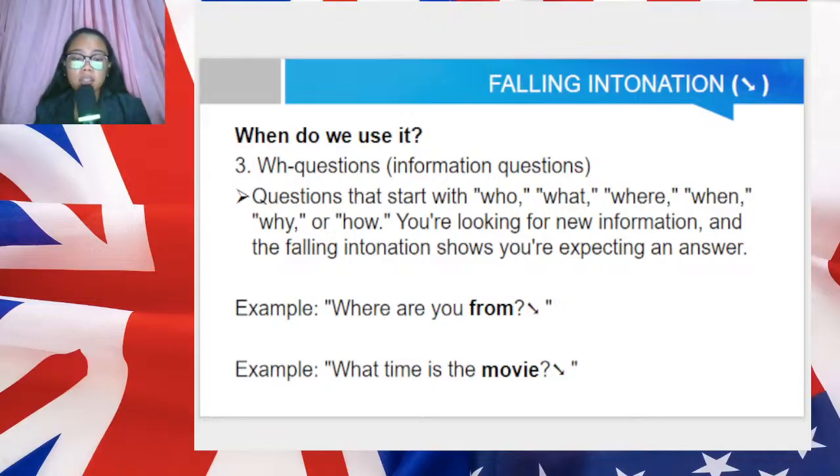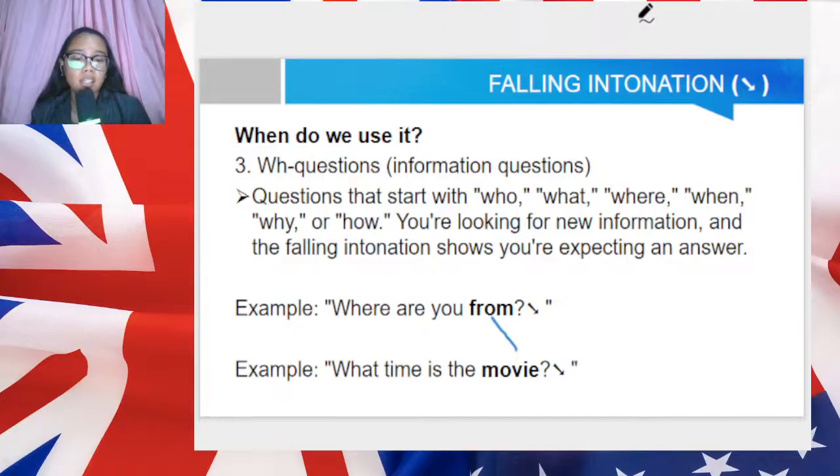Now let's break down the examples from the slide. First is "Where are you from?" When you ask this question, your voice falls on the word "from." You are directly seeking a geographical location, an objective piece of information about someone's origin. That is falling intonation, especially in the WH question context.